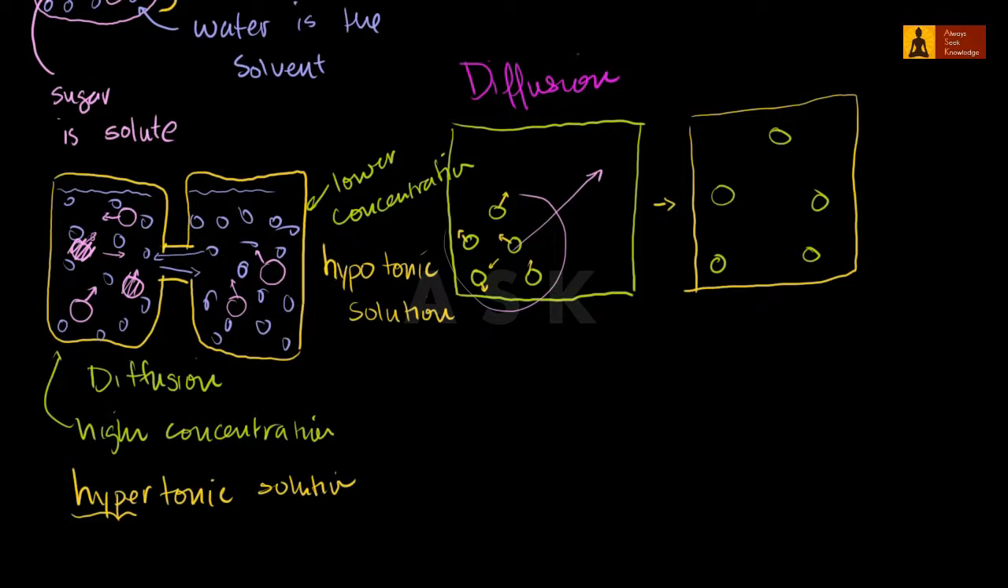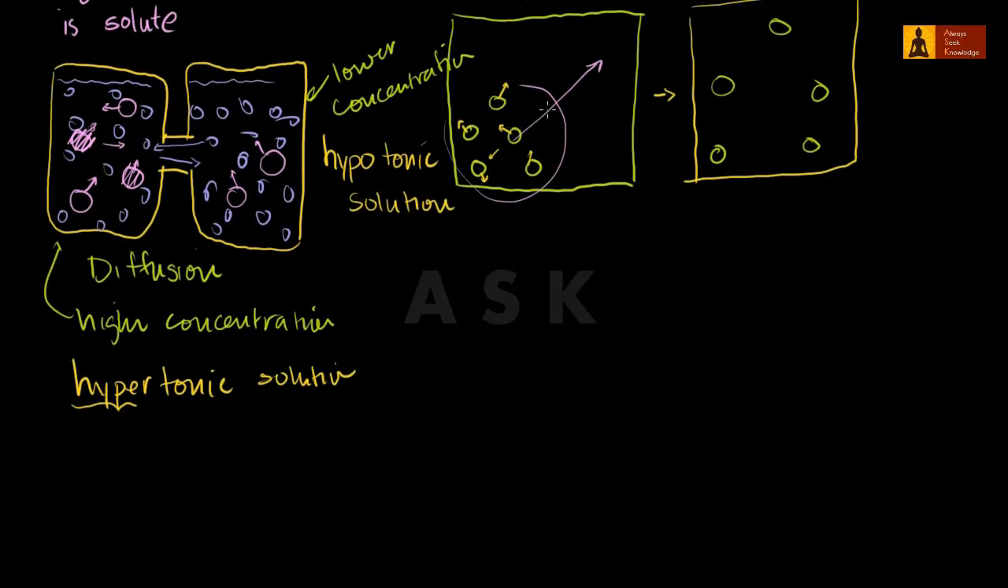So in general, diffusion, if there's no barriers to the diffusion, like we had here, you will have the solute go from a high concentration or hypertonic solution, if they can travel, to a hypotonic solution, where the concentration is lower. Now, let's do an interesting experiment here.